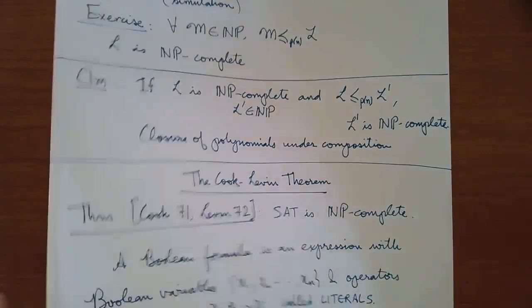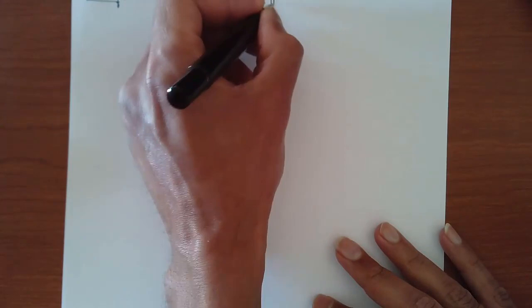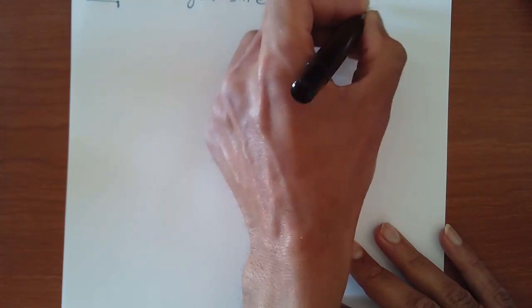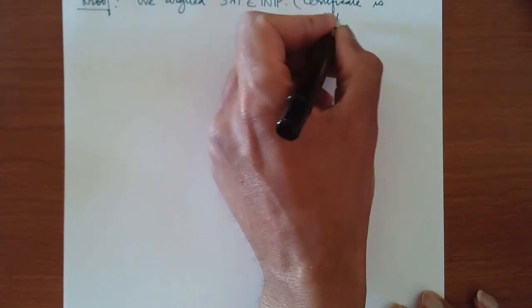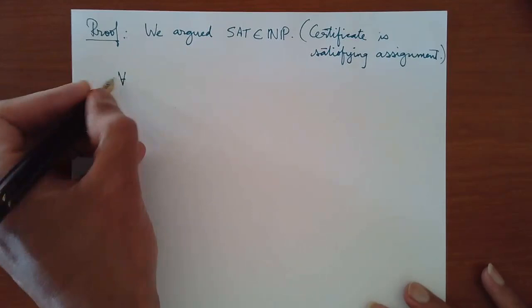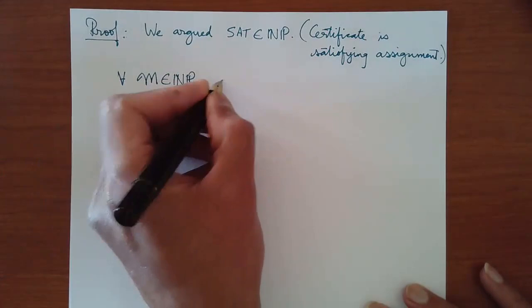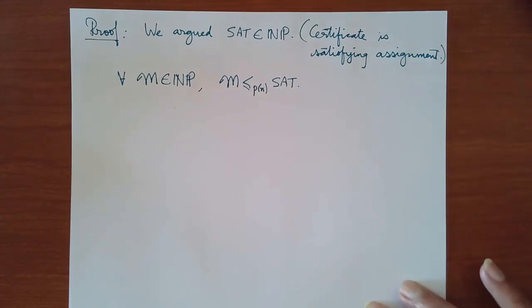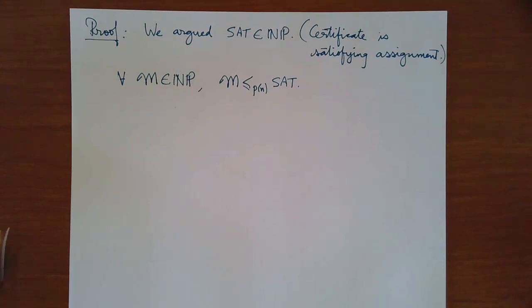Now, the proof of the Cook-Levin theorem. We argued that SAT is in NP, where the certificate is a satisfying assignment. What we will prove is that for all languages M in NP, M can be reduced in polynomial time to SAT. We're going to show that for any language in NP, we can reduce the language to SAT.